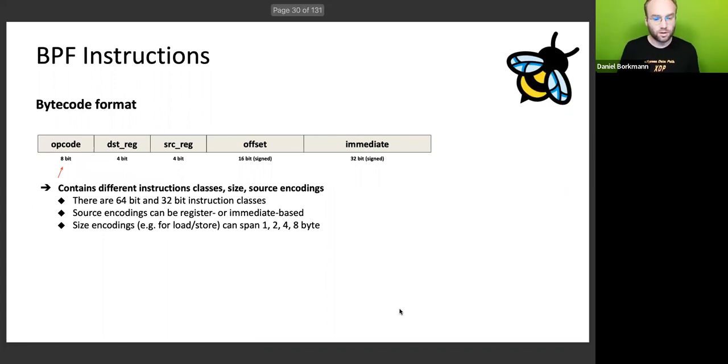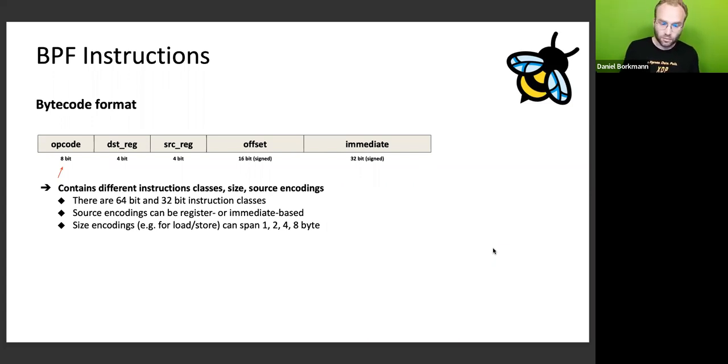How do the eBPF instructions look? So you can see the bytecode format here. It consists of an opcode, destination and source register, an offset, and an immediate. The opcode itself describes different instruction classes, then sizes for the memory operations that you do, for example, on a single byte or a half word or a double word. This is, for example, relevant for the load and store instructions that we have in BPF. The source encodings, so for example, an instruction can hold an immediate, as you can see here, but it can also be register based, and this is to toggle between those two.